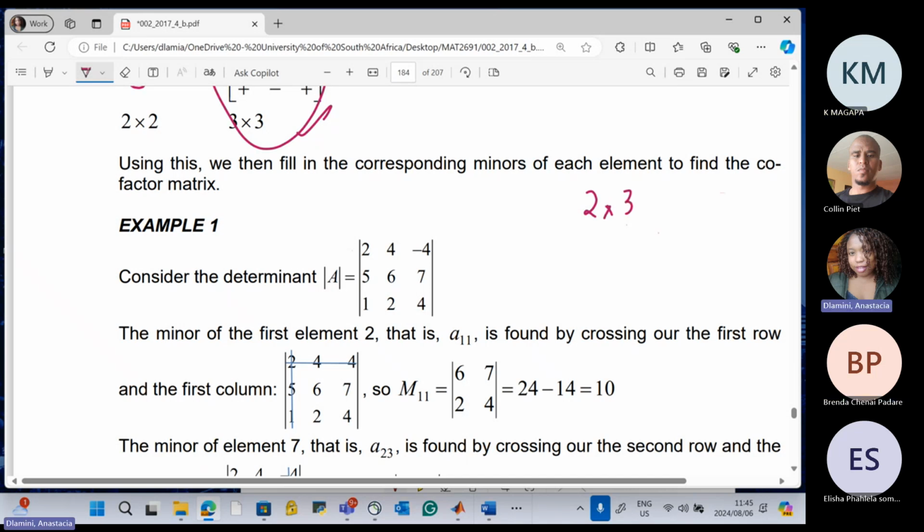So meaning that for you to find the minor of 7, you have to cancel the whole row 2 and cancel column 3. Then your M23 will be equal to the determinant of 2, 4, 1, 2.